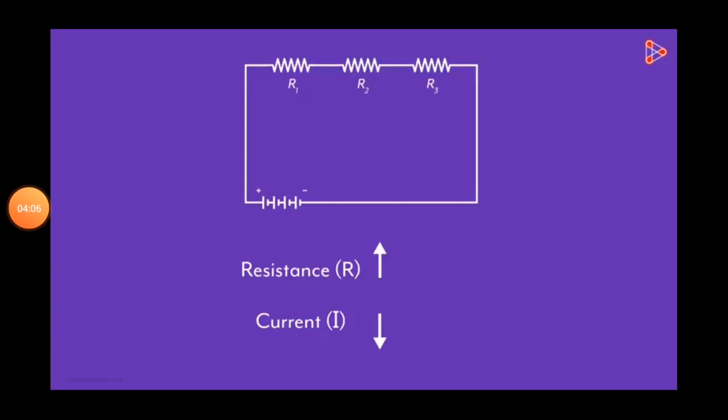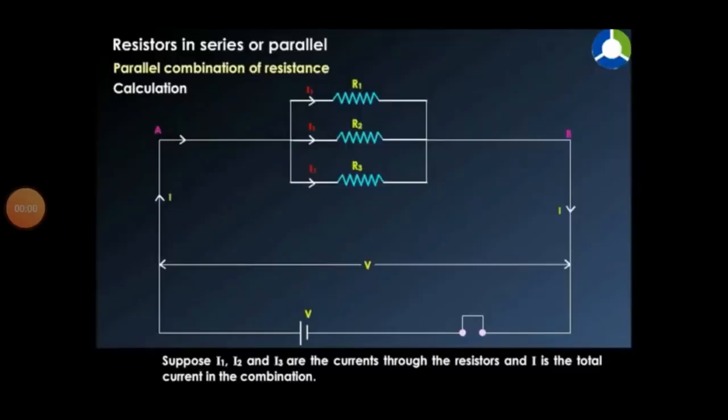So from this, the total resistance is the sum of the individual resistances. So the resistance of the series circuit will be high, so the current passing through the series circuit will be lesser. Now, resistors connected in parallel. Consider three resistors of resistance R1, R2, R3 connected in parallel with the battery and key. It is connected in a multipath.